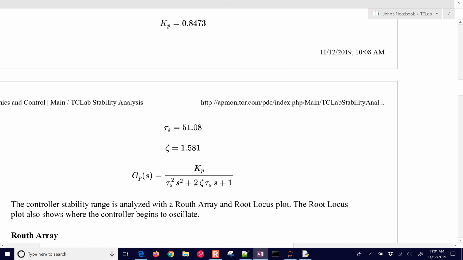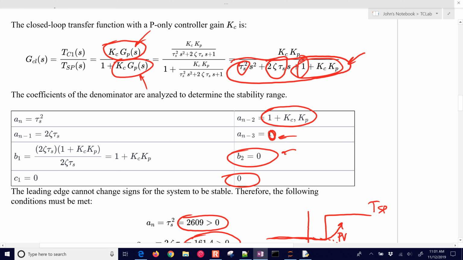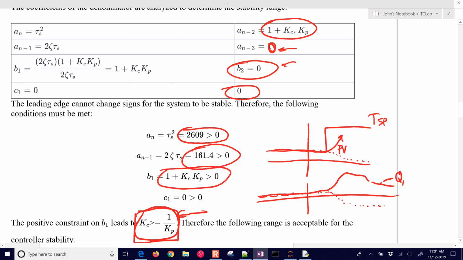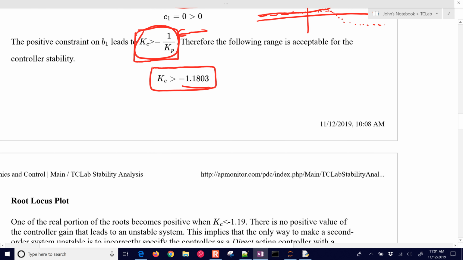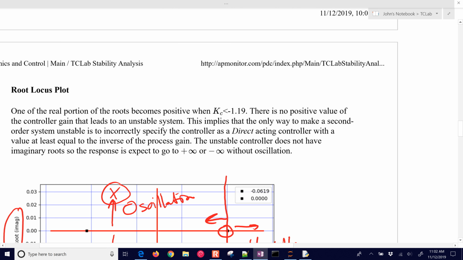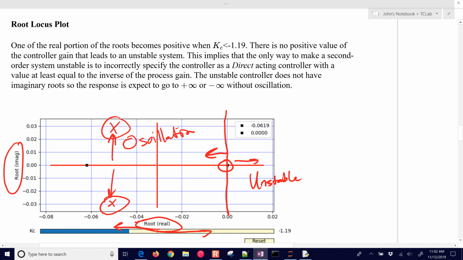Alright, here's the Routh array. Again, we can calculate that our stability limit is going to be -1 over Kp. And then we use the root locus plot to confirm that, but also determine where oscillation is going to start.